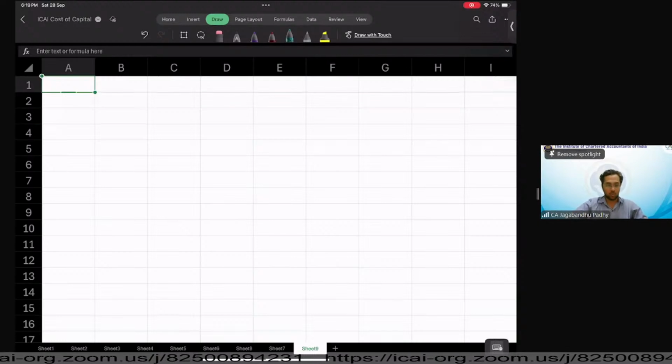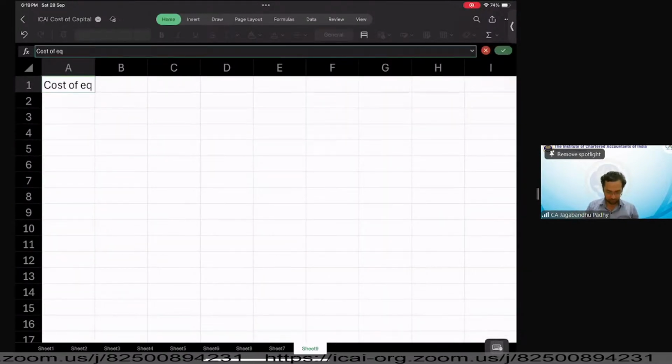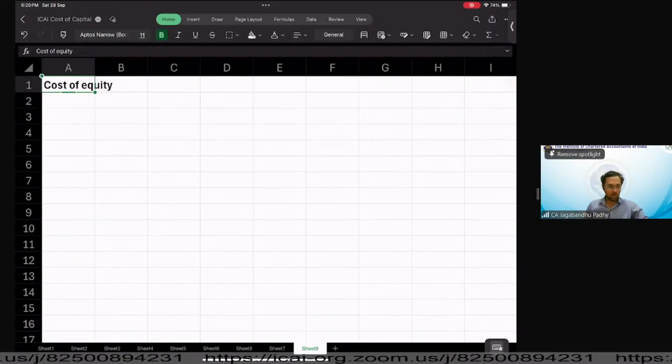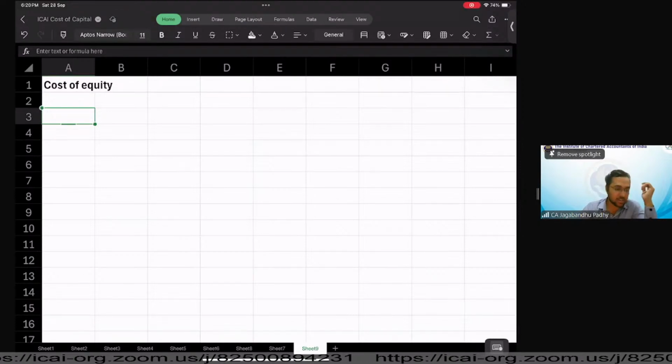Okay. Now, cost of equity. Who are the equity shareholders? Who are the equity shareholders for a company? Tell me, guys, who are the equity shareholders? They are the owners. They are the people who own the business entity, right? They are the people who are basically interested in the well-being of the company or future growth of the company.